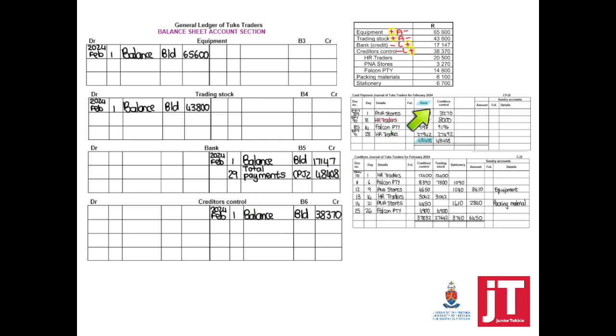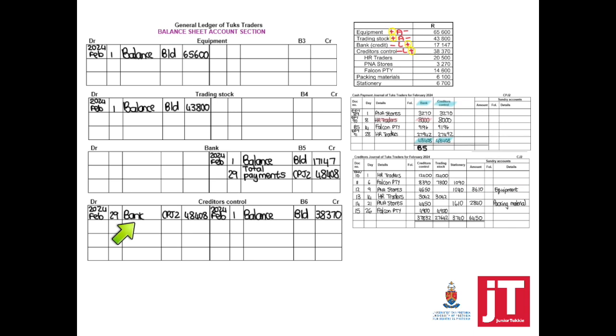Remember, although it's only creditors control that was applicable now in this journal, I'm still going to write what was the total payments made during the month, and the total was 48,408. Creditors control is going to be debited because our debt is going to decrease. As soon as we pay our creditors, it means our liabilities will decrease.